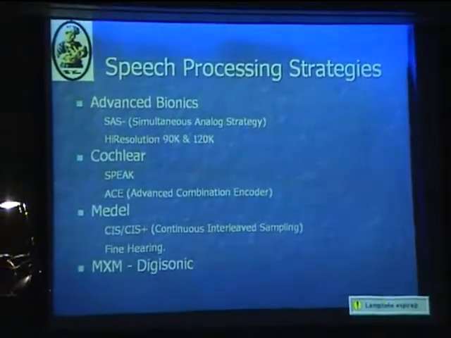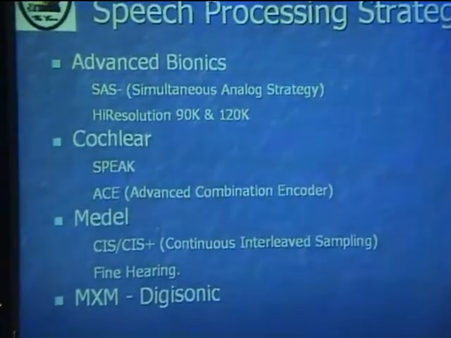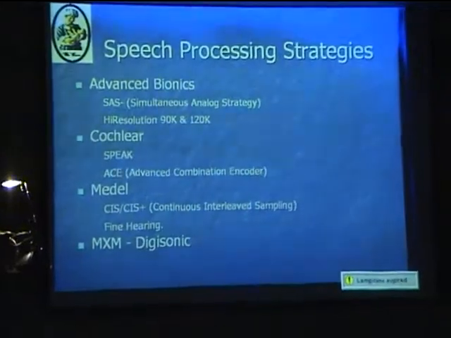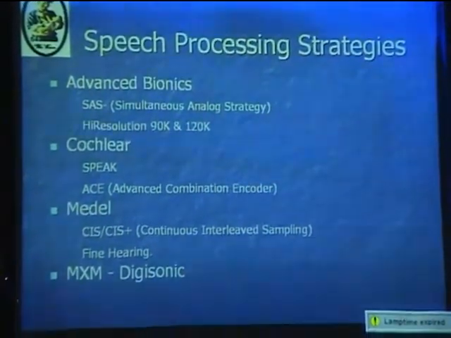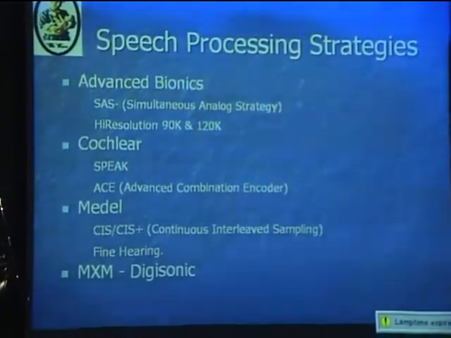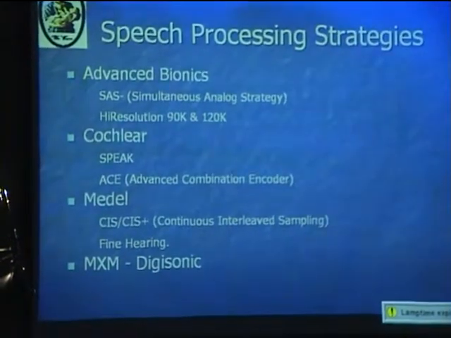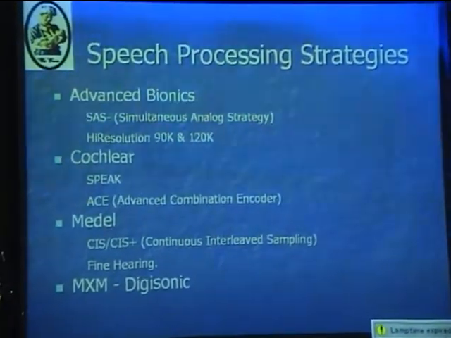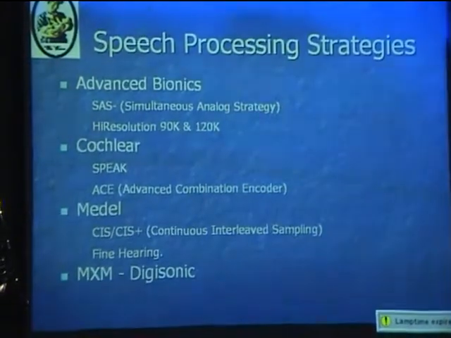Different cochlear implant systems employ different speech processing strategies depending on their research and other history. For example, Advanced Bionics have the SAS and the HiRes high resolution strategy, and now with 120K. Cochlear were earlier using the SPEAK and ACE, and now the ACE device. MED-EL is employing the CIS strategy, and with their new Pulsar implant, they have the fine hearing.